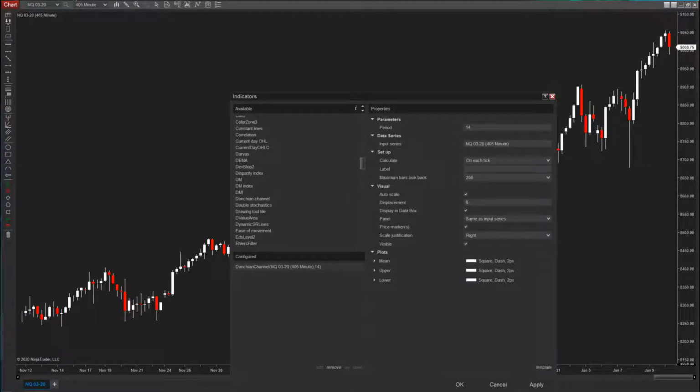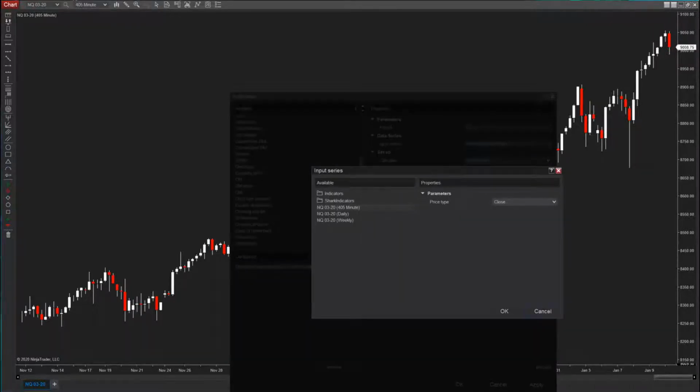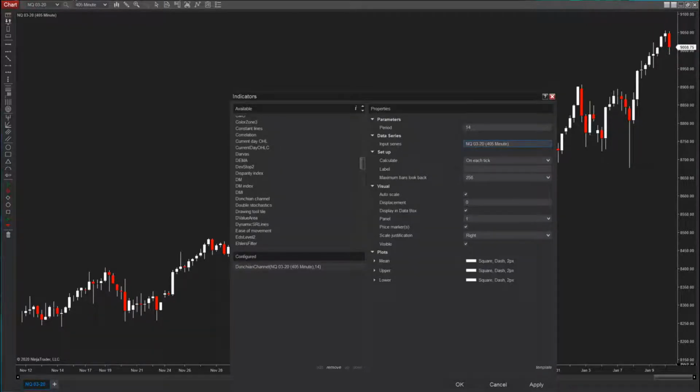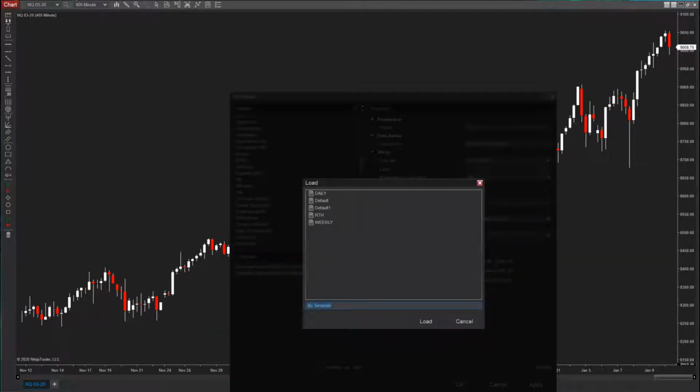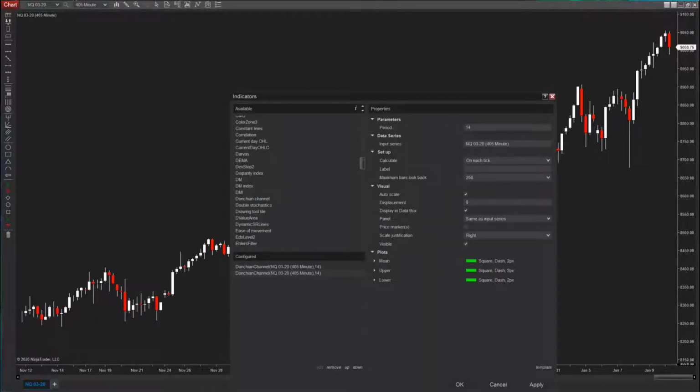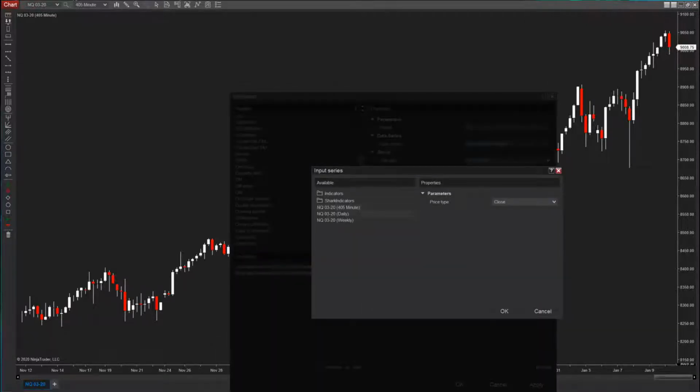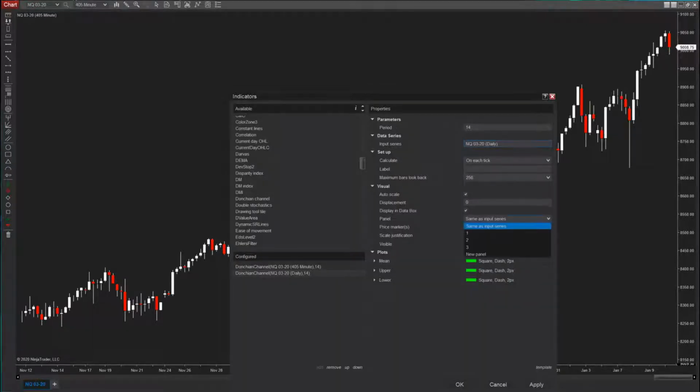And so here is the RTH settings, and I want to apply this to the first monitor and make sure my input is on 405 minutes. That's good. Then I want to add a second one. I've already saved this one for the daily, for green, to match the PT indicator. I want to just change the input to daily, and put this on the first screen.